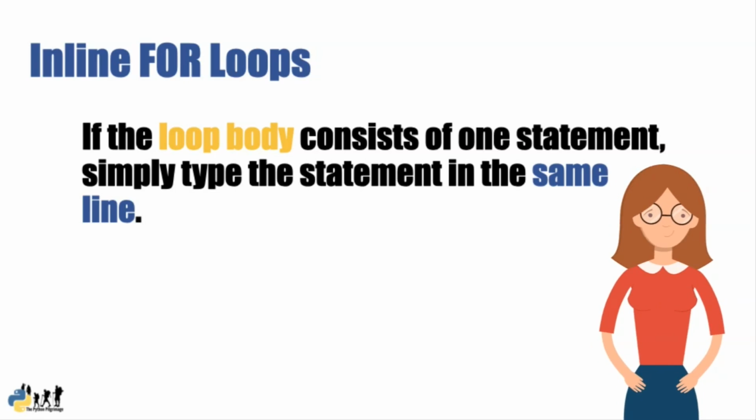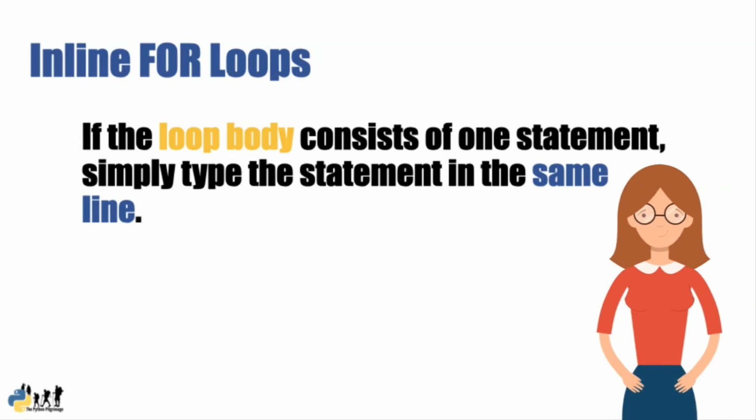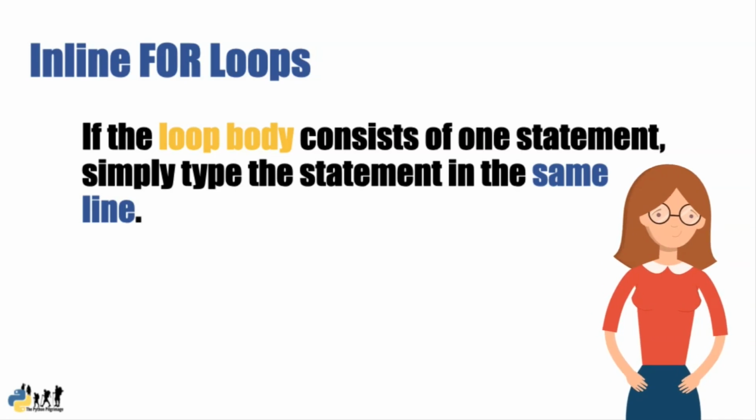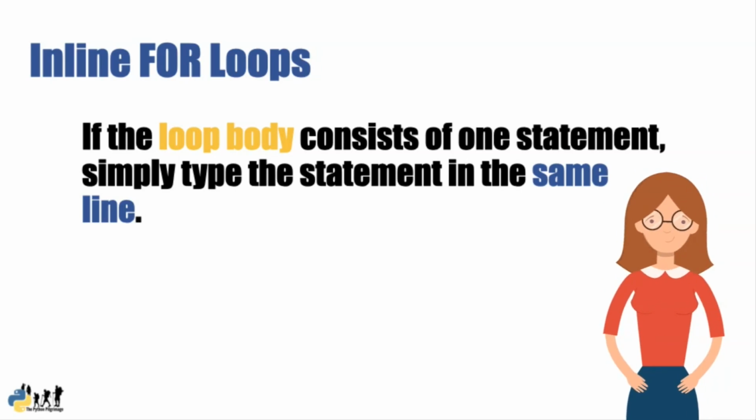Inline for loops. Inline for loops are usually used to simplify or minimize lines of code. From the word itself, inline, it basically contains the code to be executed in the for loop in the same line where the for loop is. Let's look at the following example.